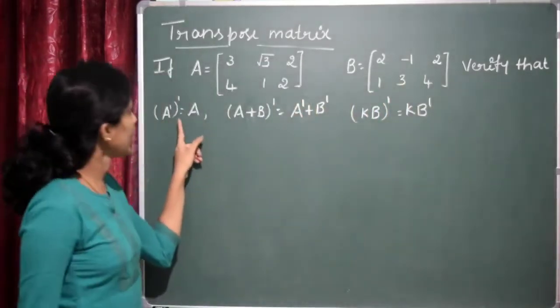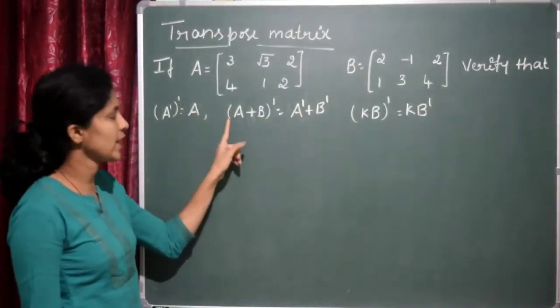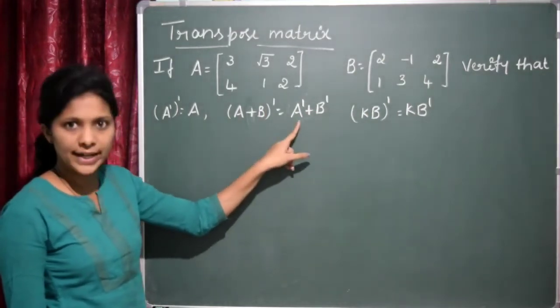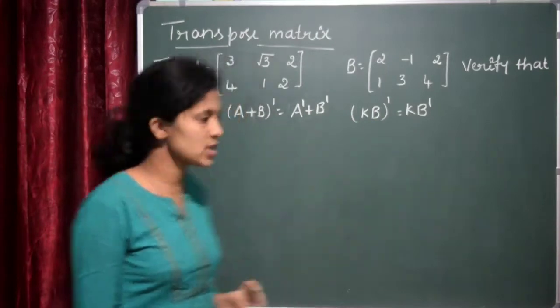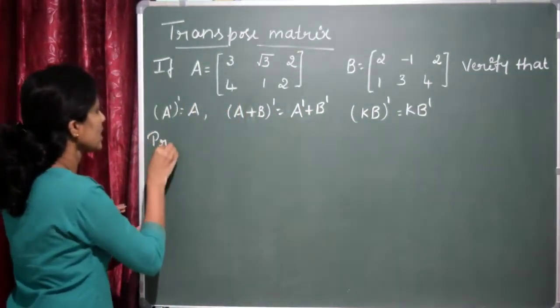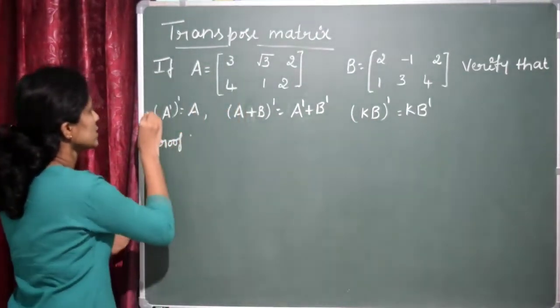Verify that (A')' is equal to A, (A + B)' is equal to A' + B', and (kB)' is equal to kB'. We will prove these. It is simple. Proof: we will consider the first one.